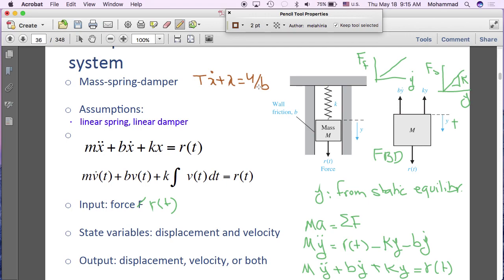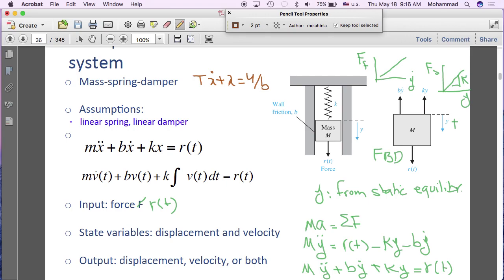One easy way, if you have the model, to recognize state variables is to look at the order of your system and see, okay, it's of order 2, so I need to have 2 state variables. But what are those? Look at variables that are time differentiated. In this case, y is time differentiated. That's why you have y dot, and also y dot is time differentiated. That's why you have y double dot. So y and y dot are both state variables.